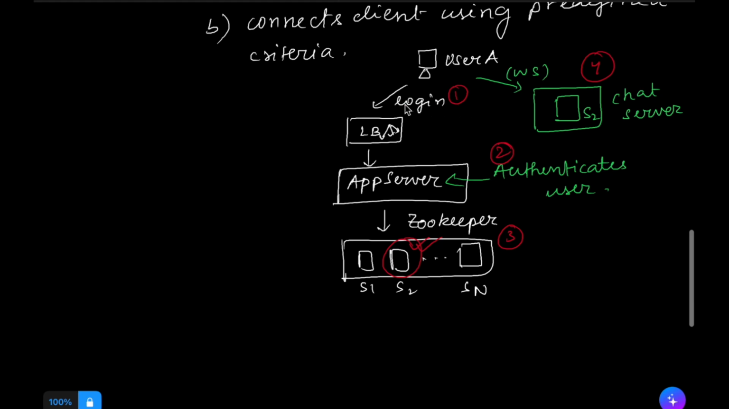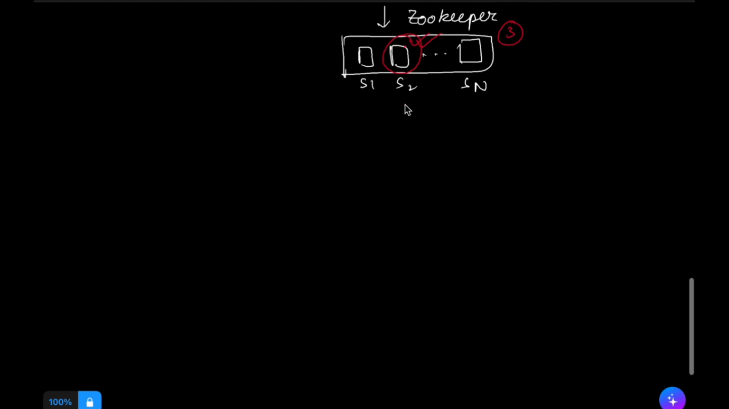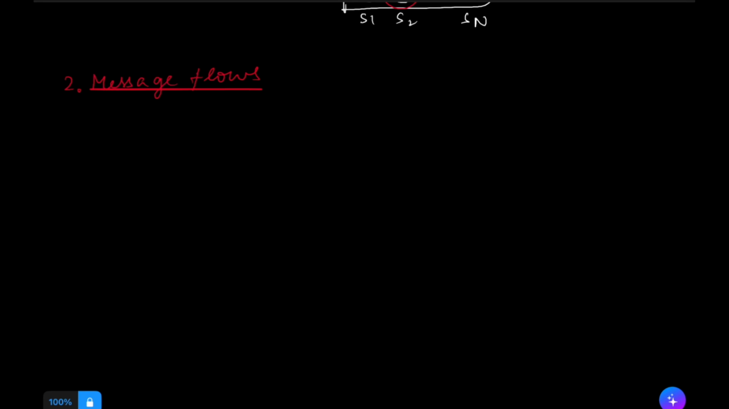Next we will be looking into message flows: how a 1:1 chat happens, or how group chat happens, etc. So the second thing we will be looking into is the message flows. First we will look into the 1:1 chat flow, and we will understand this with the help of a flow diagram, so it is very easy.